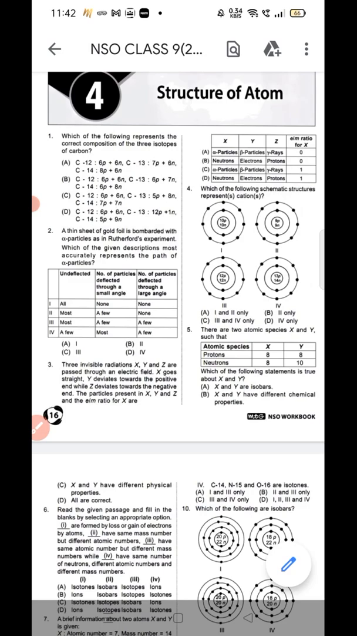So in case of carbon atom C12, the number of protons is 6 and neutrons 6. For C13, 6 protons and 7 neutrons, and for C14, 6 protons and 8 neutrons. So all three cases of carbon atoms have 6 protons. That means they have an equal number of protons, so of course they are isotopes. C12, C13, C14 are isotopes. So option B is the correct answer.